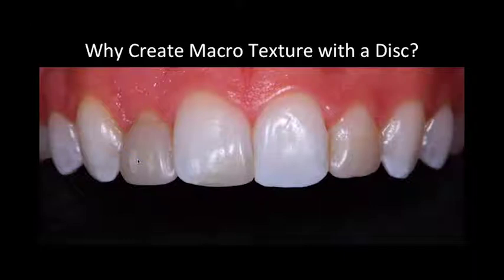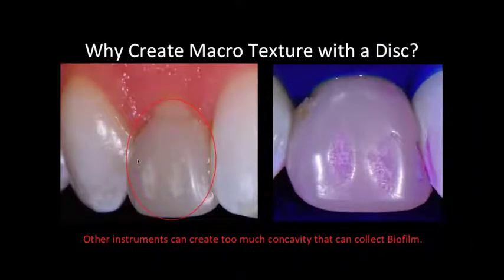And so if I take a convex shape to the facial surface of the tooth, yes, it will help me to create some concavity. But what we'll see here is that the concavity created by those convex instruments can be too deep. And when it's deep, it can be difficult to polish and it can collect biofilm. So if you look at this left photograph, you can see the concavity that's been created likely by a brownie instrument.